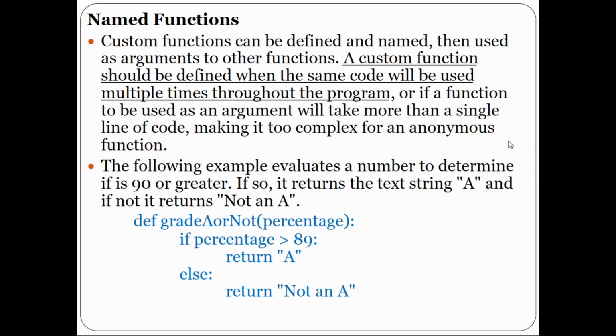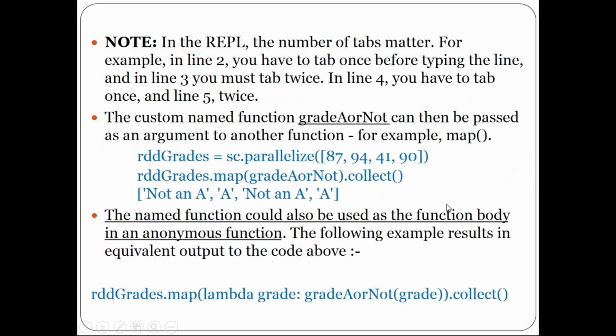Okay, perfect. Now let me go down. Now I have explained the indentation also. Now the number of tabs matter. For example, in line 2 you have to tab once before typing the line, and in line 3 you have to tab twice. In line 4 you have to tab once, and line 5 only once. If you ask me why, that is called indentation. That's how the structural syntax of functional programming looks.